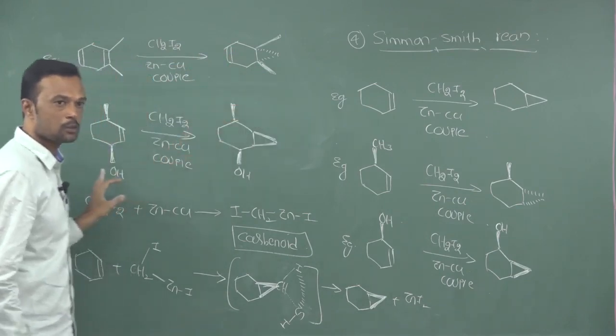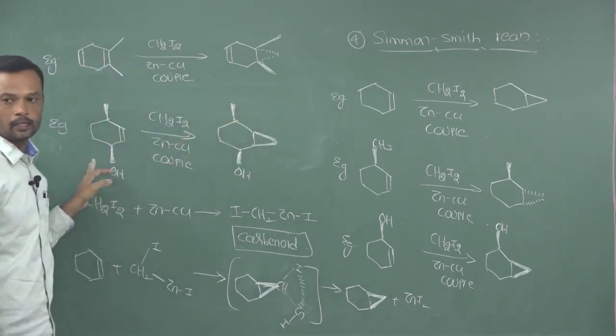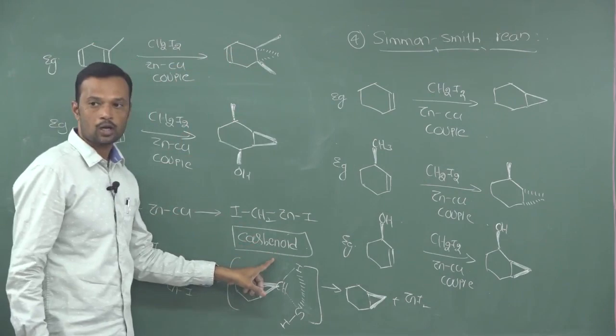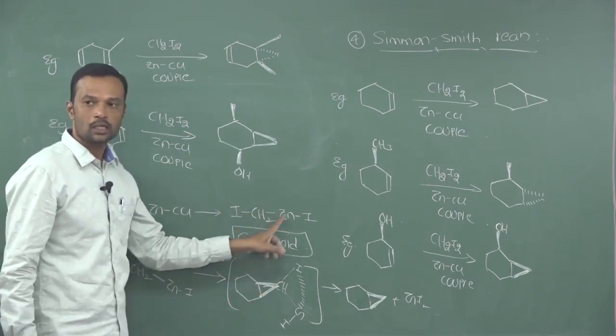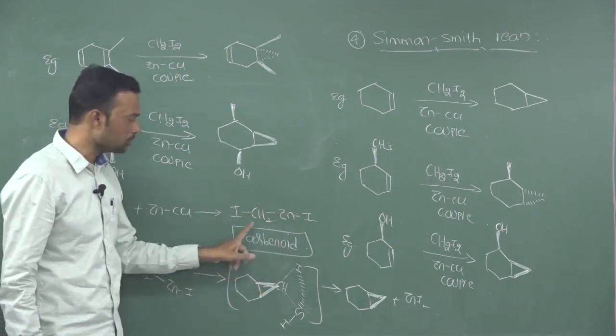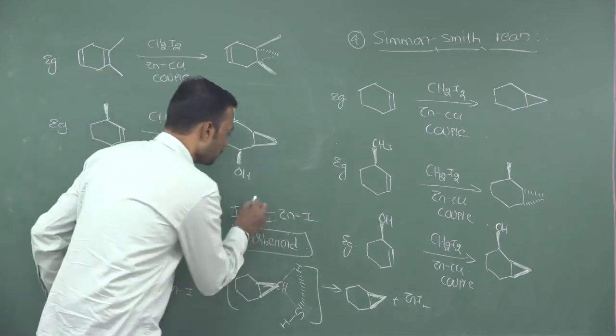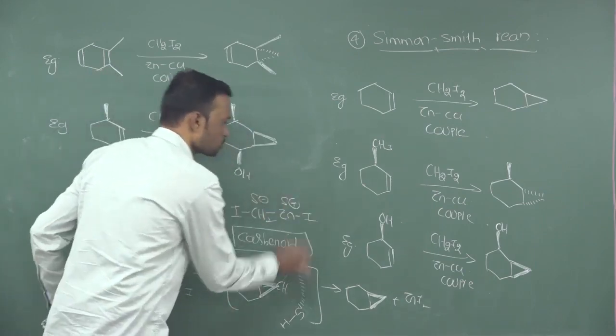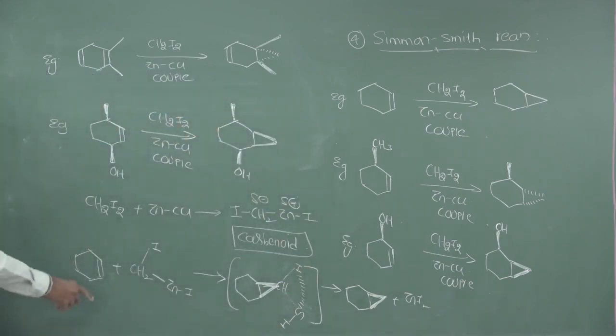What is the intermediate in Simmons-Smith? The intermediate in Simmons-Smith is the carbenoid, also called iodomethyl zinc iodide. Remember this name, iodomethyl zinc iodide: carbon bearing a negative charge, zinc bearing a positive charge. So this is the mechanism.